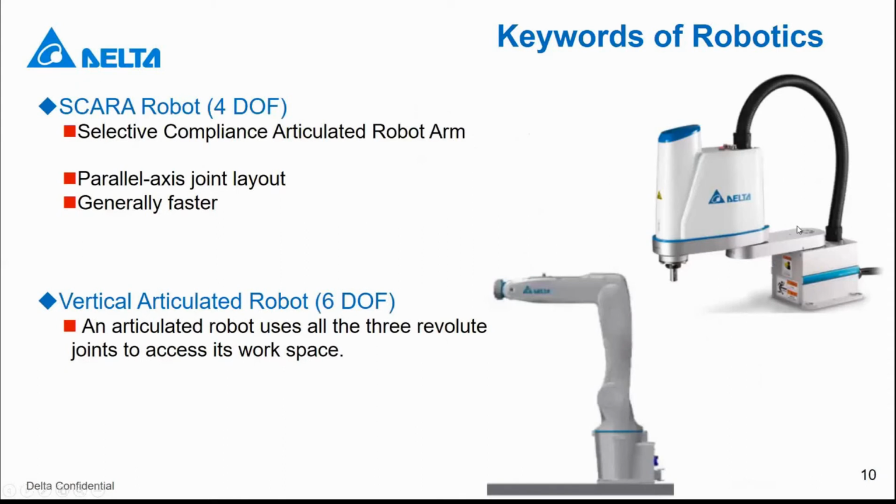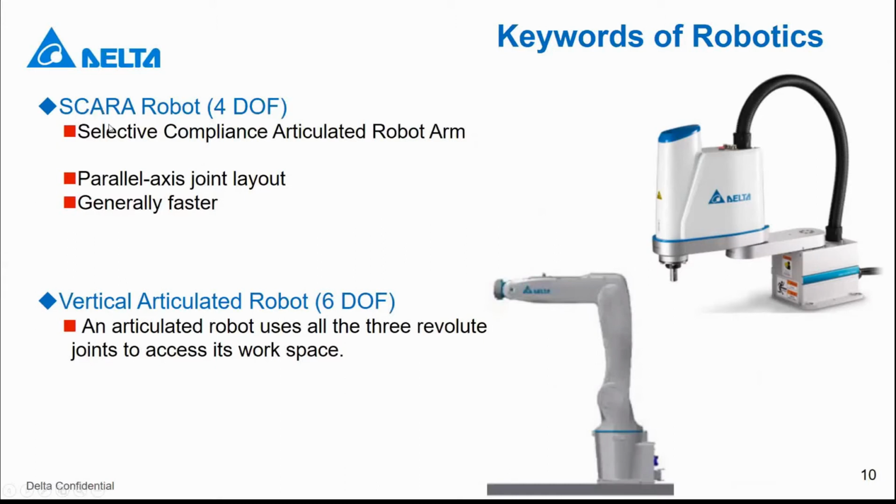And the next one is robot type. Basically, there are many different industrial robot types in the market. For Delta, we only provide 2 types of robot for now, so I will only introduce these 2 types. First is the SCARA robot. It only has 4 degrees of freedom because it only has 4 motors in the robot arm itself.